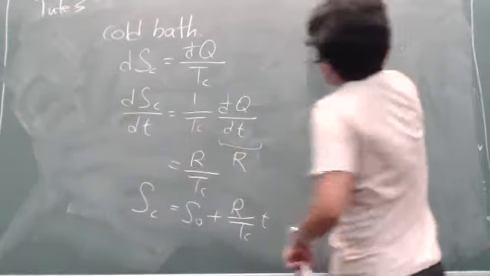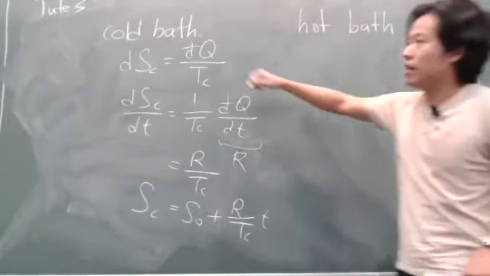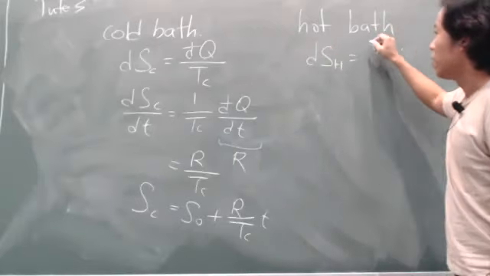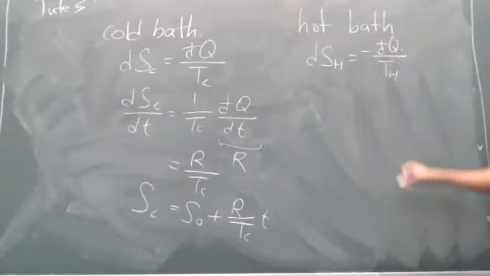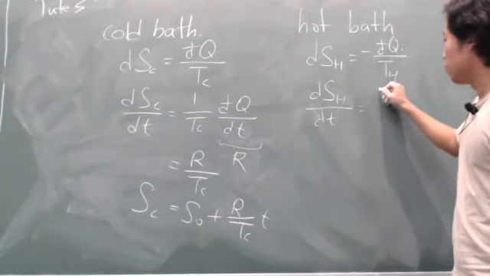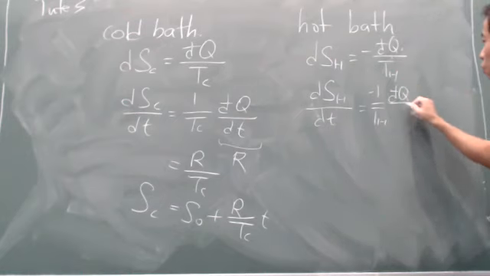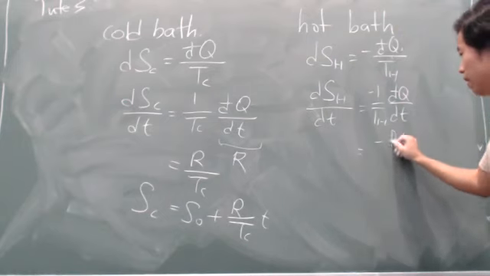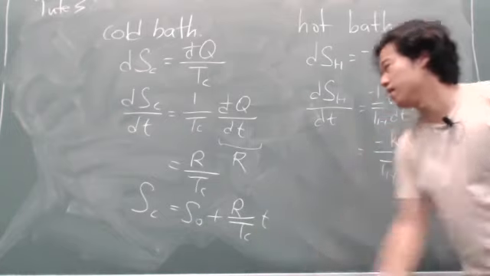When you do this for the hot bath, it is exactly the same thing, except you're now considering a negative dq because the hot bath is the one that's losing heat. So you have a minus dq divided by TH. Similarly, dS hot dt is equal to minus 1 on TH dq dt. And that's the same R, the same constant rate of flow, so that's minus R on TH. If you integrate it, you get something similar, except with a minus sign.